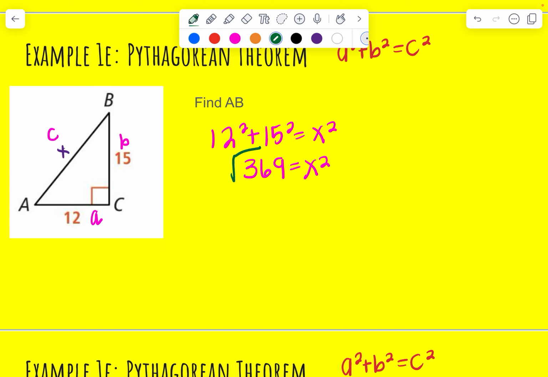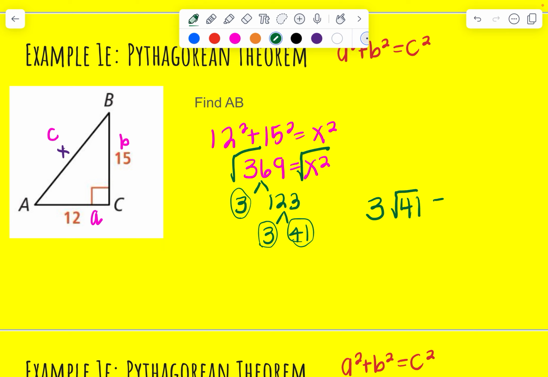If I take the square root here, 369 is not a perfect square, so we have to break it down. It's the same as 3 times 123. 3 is prime. 123 is 3 times 41, and they're both prime. So I'm going to end up with a 3 on the outside and a square root of 41 on the inside, and that equals X, or AB. There is no label on this one, so I can just leave it as 3 square roots of 41.